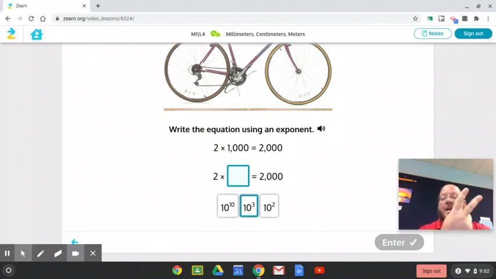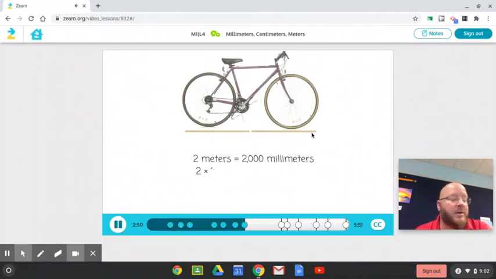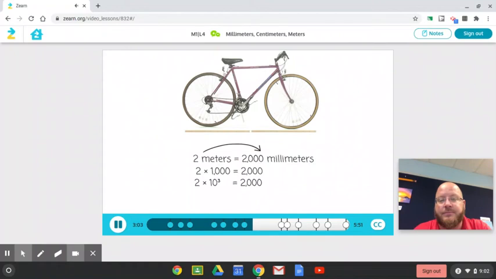Well, 10 times 10 is 100. Then times 10 more, 100 times 10 is 1,000. That's where we get the 3 from. Easier way of doing it, ladies and gentlemen, just count 1, 2, 3 zeros, means I need a 3, okay? 2 times 1,000 equals 2,000. We can write that using an exponent like this. Exactly. To rename meters as millimeters, multiply the number of meters by 1,000, or 10 to the third power.